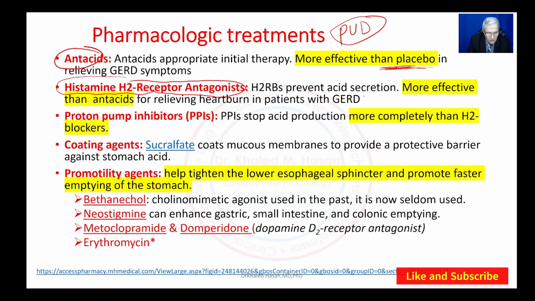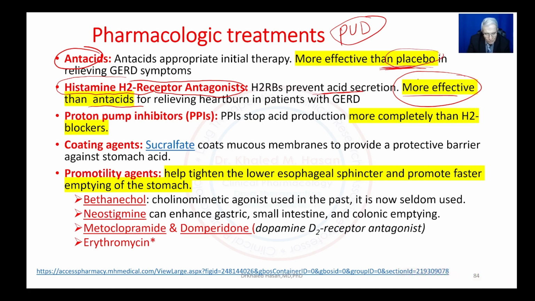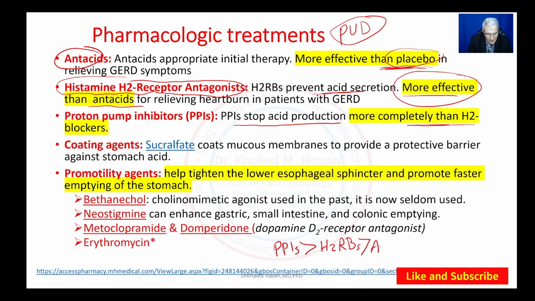This medication prevents acid secretion and is more effective than antacid. Please remember that. So antacid is more effective than placebo, and H2 blocker is more effective than antacid. Then we move to the proton pump inhibitors. Proton pump inhibitors, as you can see here, stop the production of acid more completely than H2 blockers. We are going to write it down: PPIs are more effective than H2 receptor blockers, and H2 receptor blockers are more effective than antacid.